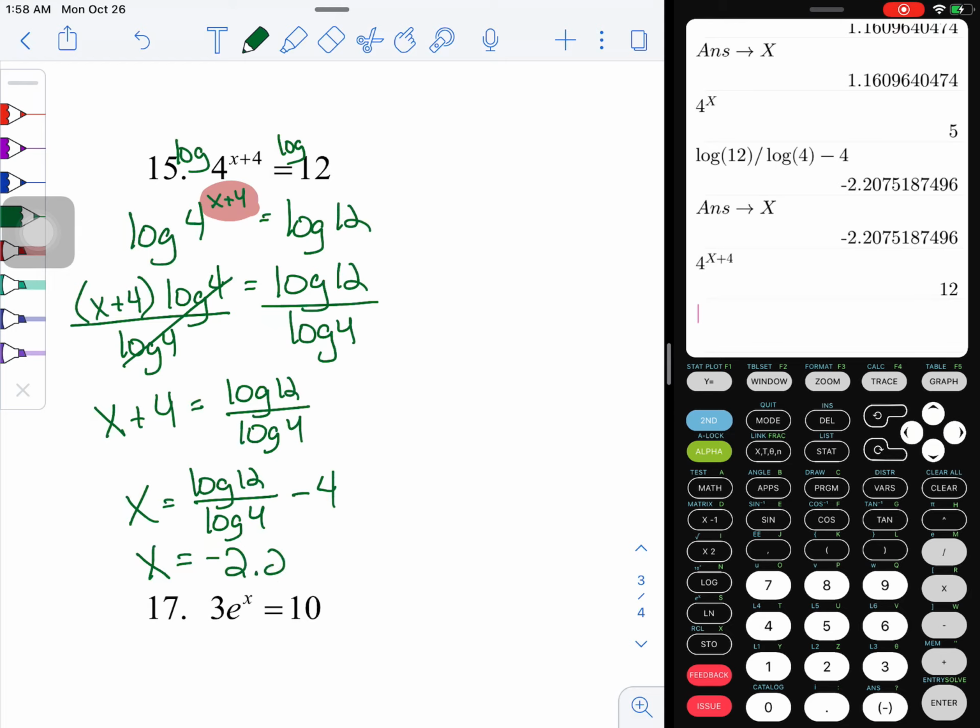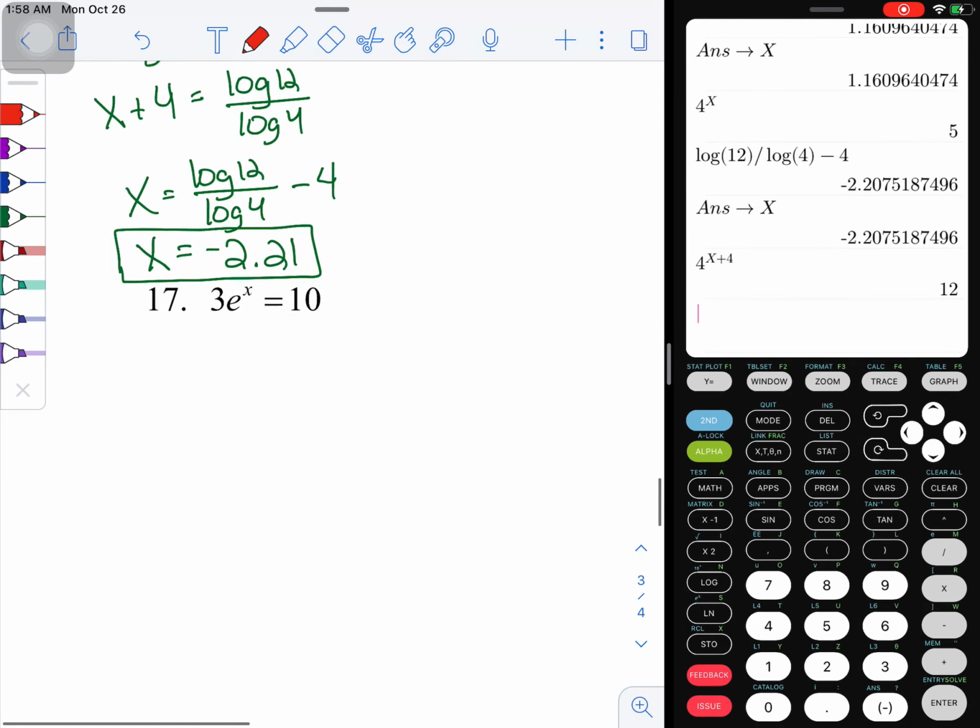So x is approximately equal to negative 2.21-ish. All right. Depending on the directions, you might actually use other decimal values depending on what the directions say. Again, these didn't have directions, so I'm just going with 2 decimal places.